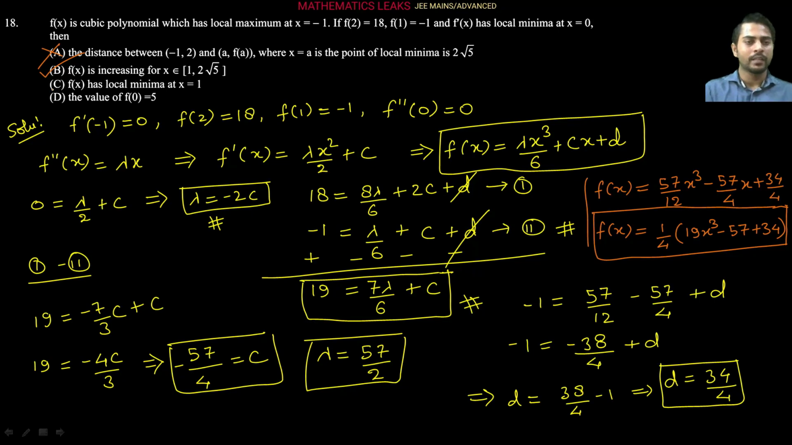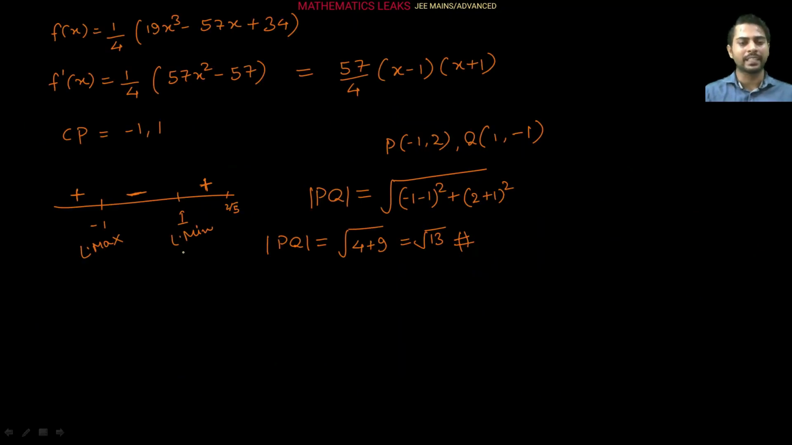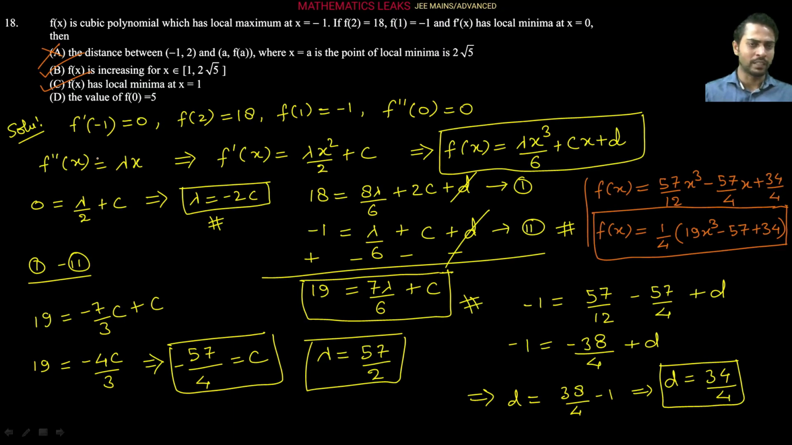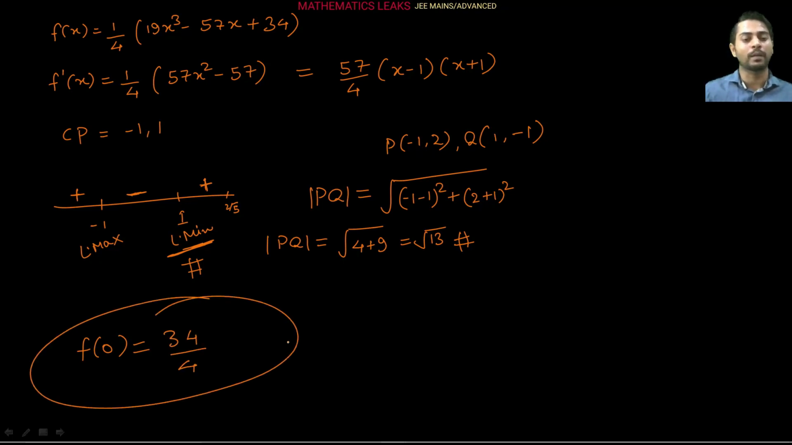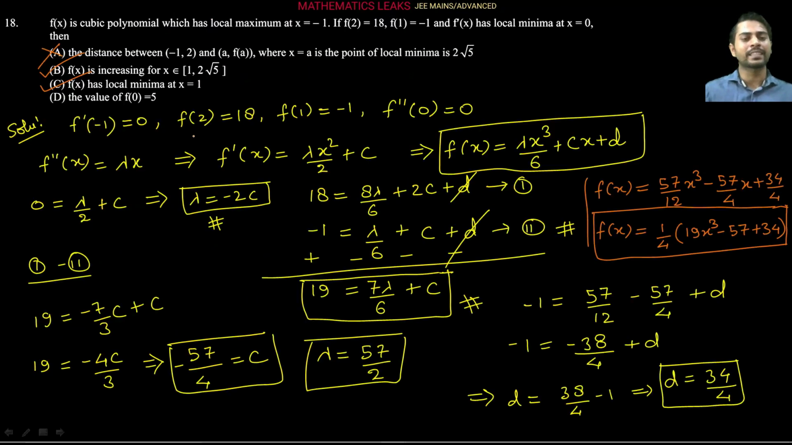That is correct. Next, option C: f(x) has local minima at x equals 1. Yes, of course, that is correct. Here we are getting local maxima at x equals minus 1, right? So that is absolutely correct. The value of f(0) is equal to 5. So if you put 0 here, this is 0, this is 0, this is 34/4, it is coming here, right? It is saying 5, so that is absolutely wrong. So our correct options are B and C only.